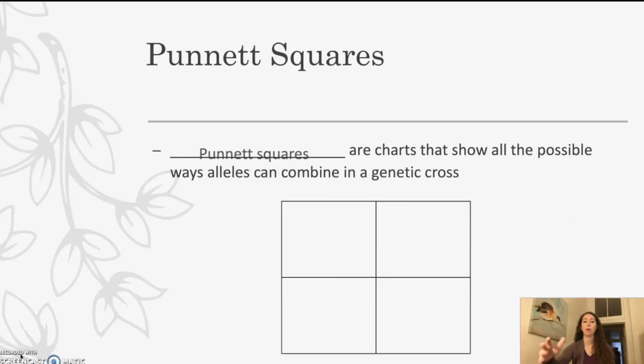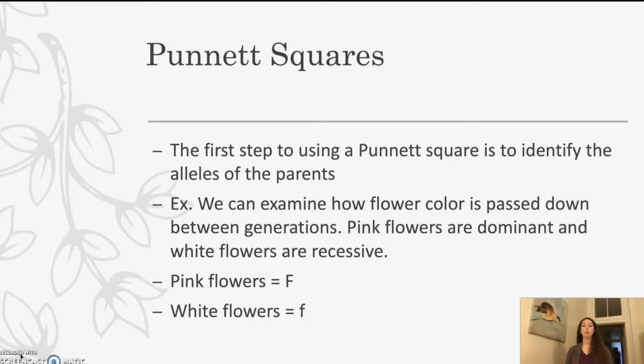So these Punnett squares, these are charts that show all the possible ways the alleles could combine in a genetic cross. So again, all the possibilities. First step to use a Punnett square is to identify the alleles of the parents. Let's take a look at an example.